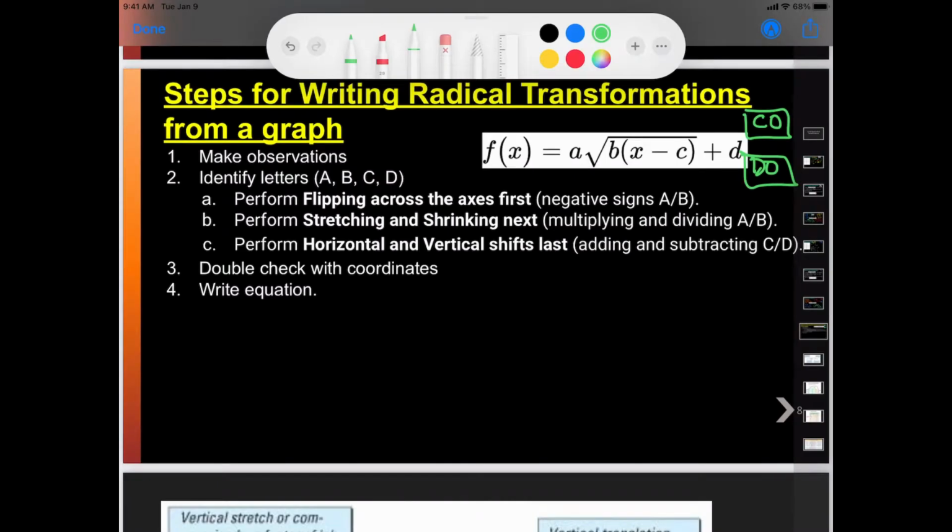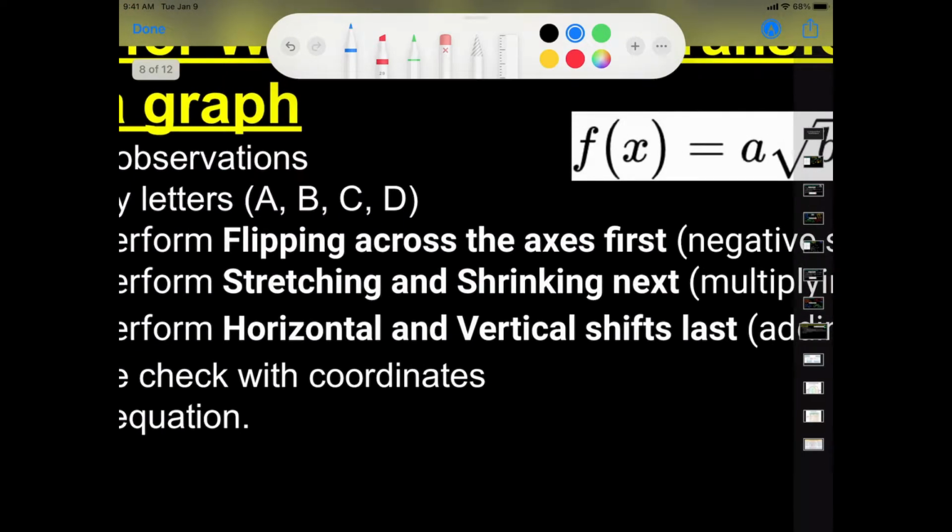Hi guys, I want to do an introductory video for C0 and D0. Steps for writing radical transformations from a graph, or if you're given two equations. Now the very first thing you want to do is make observations. Write the parent function. Let's write that. That's super helpful. Write the parent function.